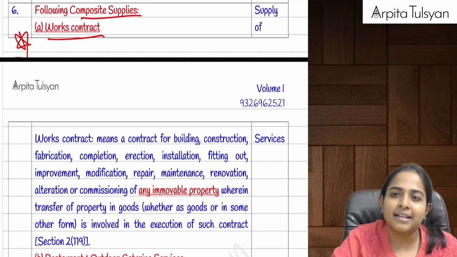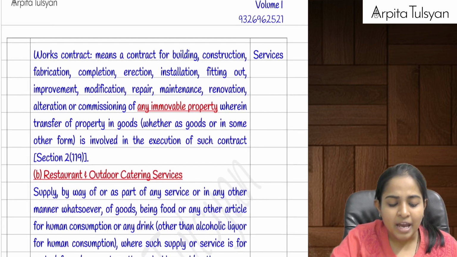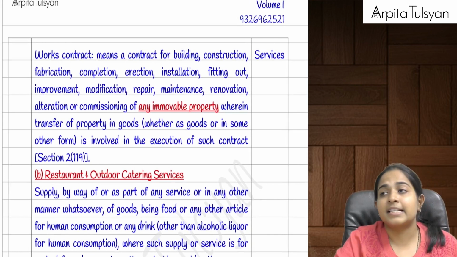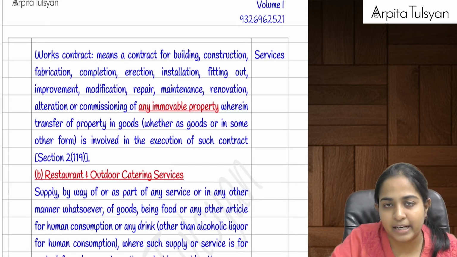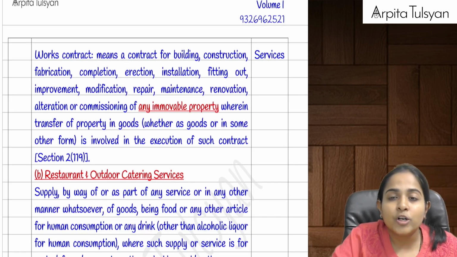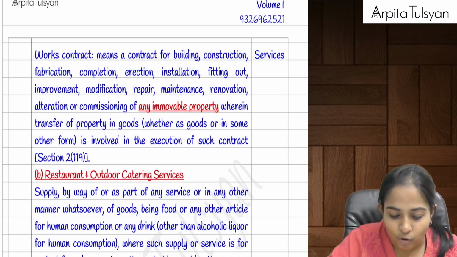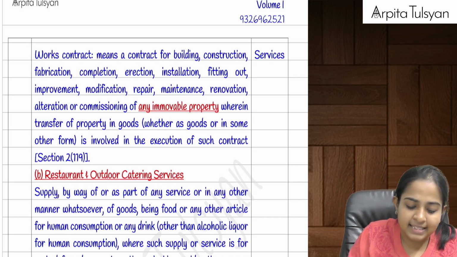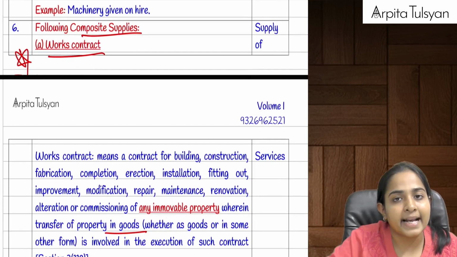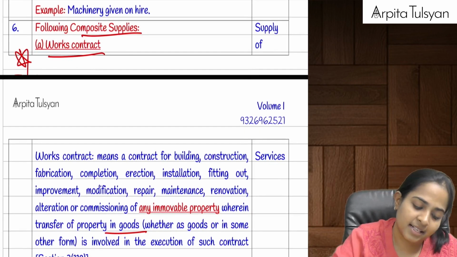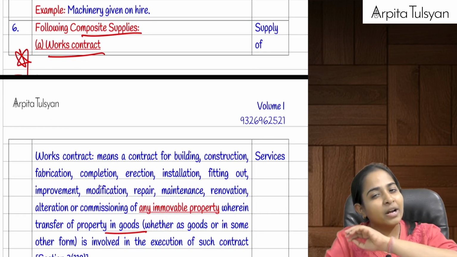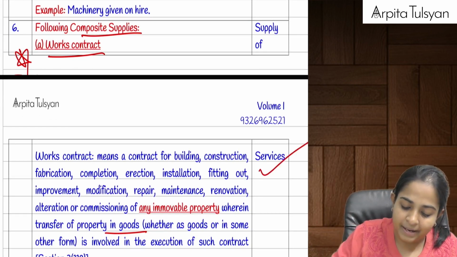Generally this term is used in the context of building, construction, etc. of an immovable property, specifically. Construction of an immovable property where goods as well as services are involved. So there is always a confusion whether it will be considered as supply of goods or supply of services. Now schedule 2 says that you have to deem, you have to assume that it is a supply of service.